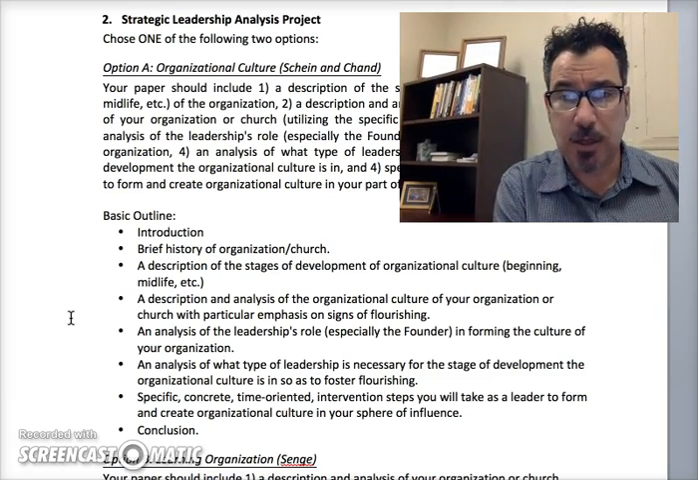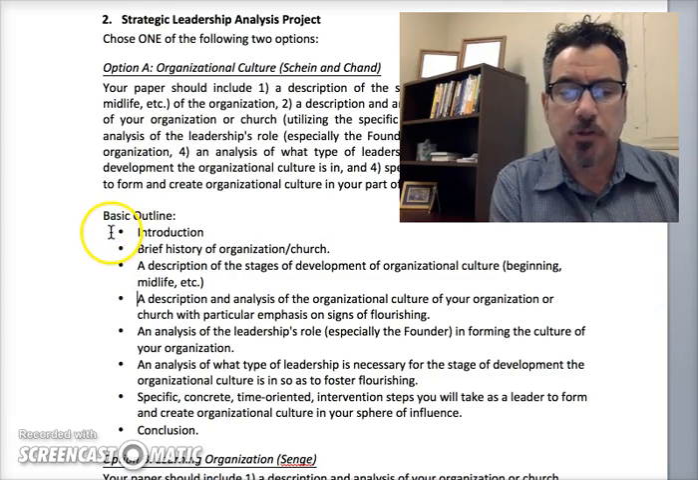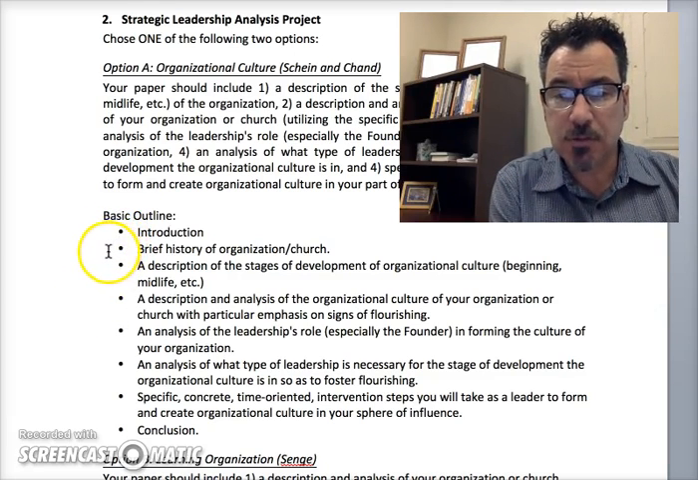And somebody could just read that one statement there and know pretty much what your paper's about, right? Not a lot of details in there, but at least they know what the paper's about. Okay, so you got your introduction with the thesis, a brief history of organization of church.